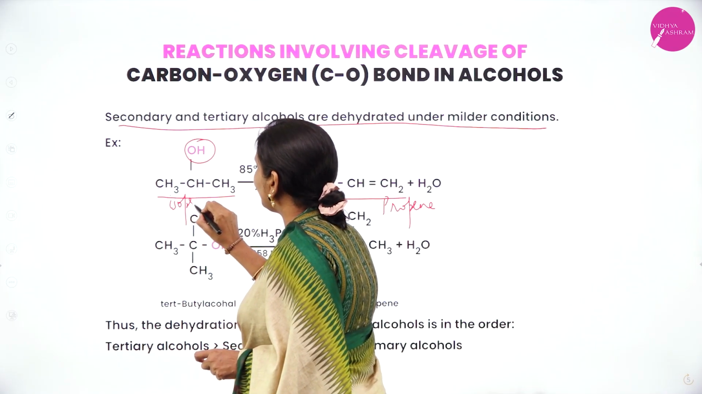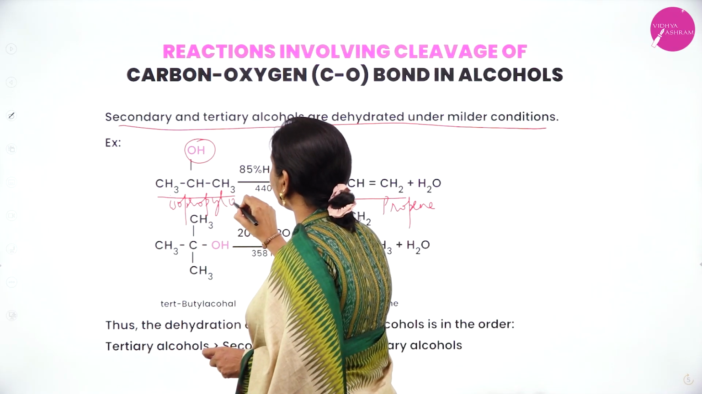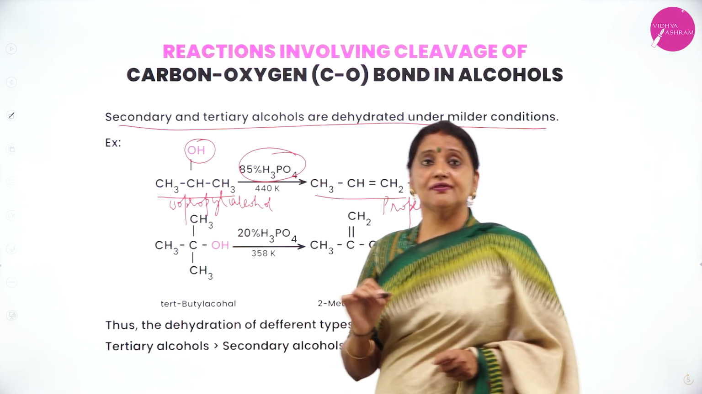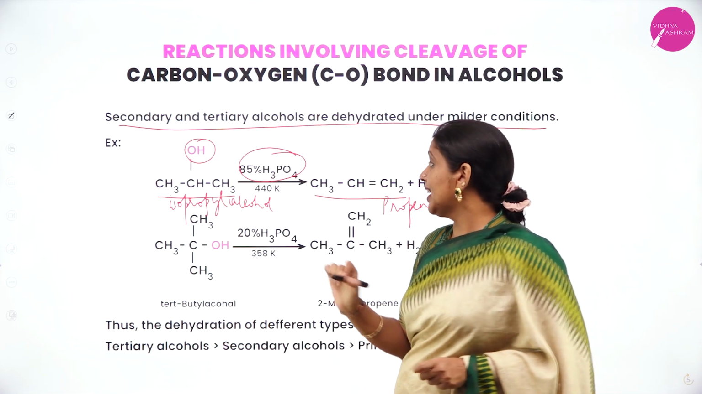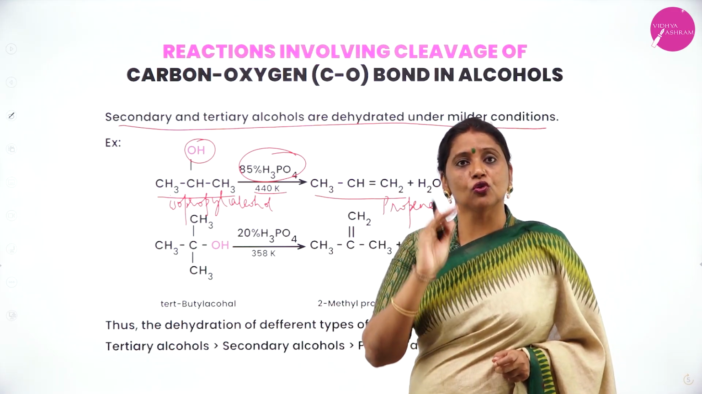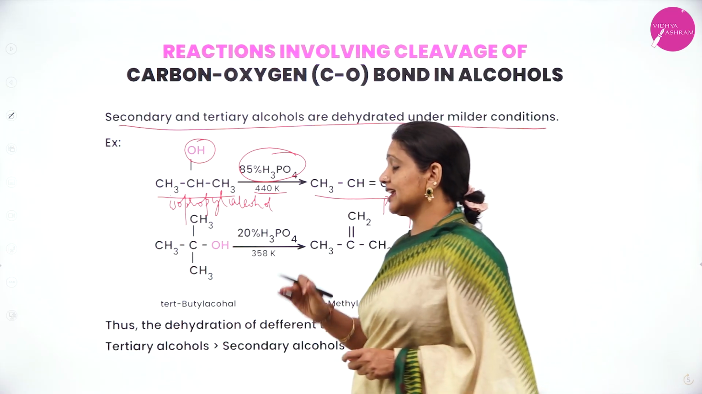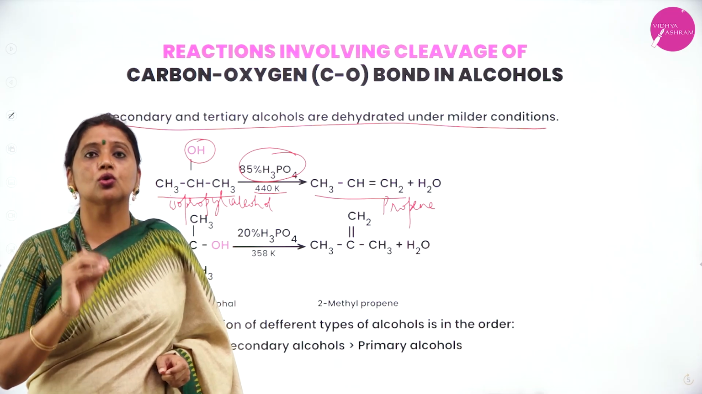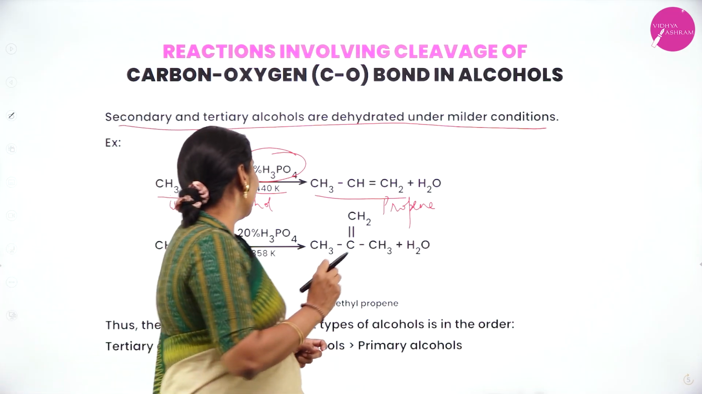Isopropyl alcohol on dehydration in the presence of 85% H3PO4 at 440 Kelvin. When it is ethanol, the temperature was 443 Kelvin. When it is 85% H3PO4, it undergoes dehydration at 440 Kelvin.